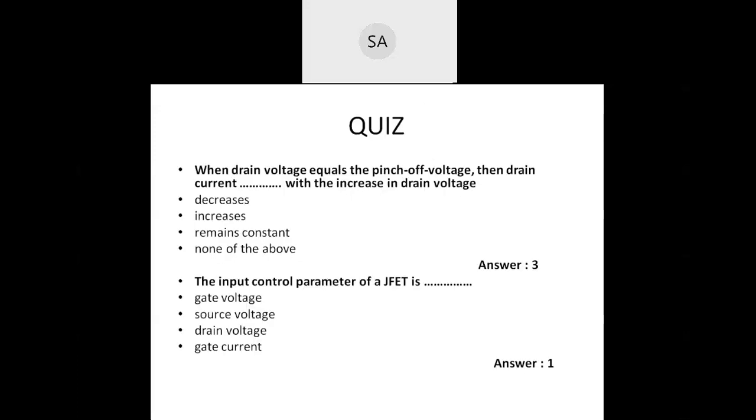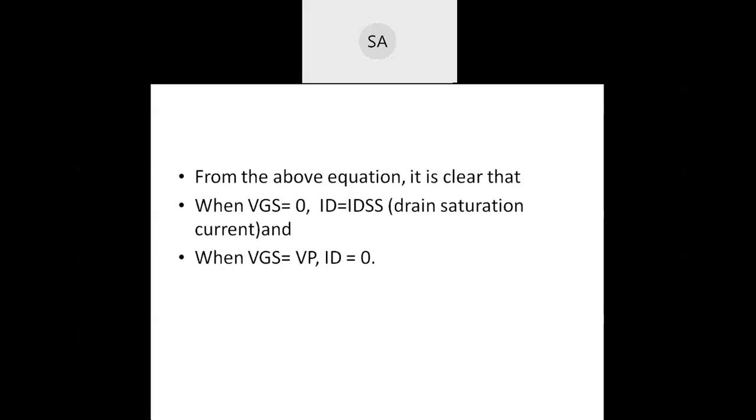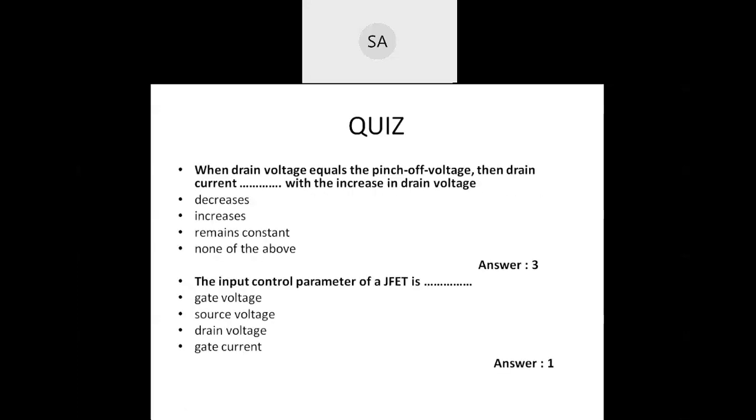So let us discuss some review questions on this one. When drain voltage VDS equals the pinch off voltage VP, then the drain current, with the increase in drain voltage: decreases, increases, remains constant, none of the above. Since VGS is equal to VP, then from the equation ID is equal to 0. The drain current remains constant.